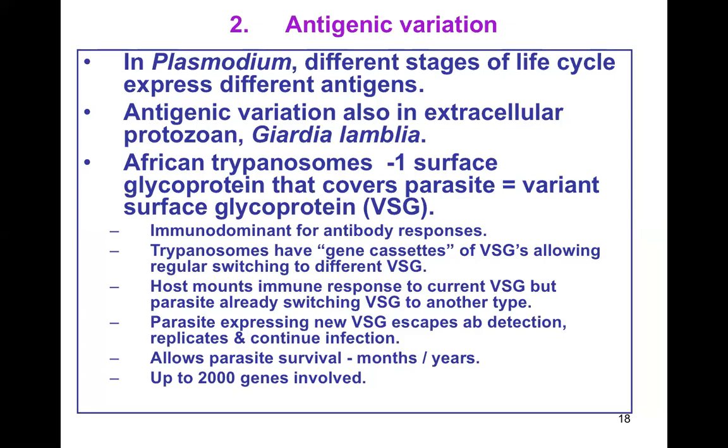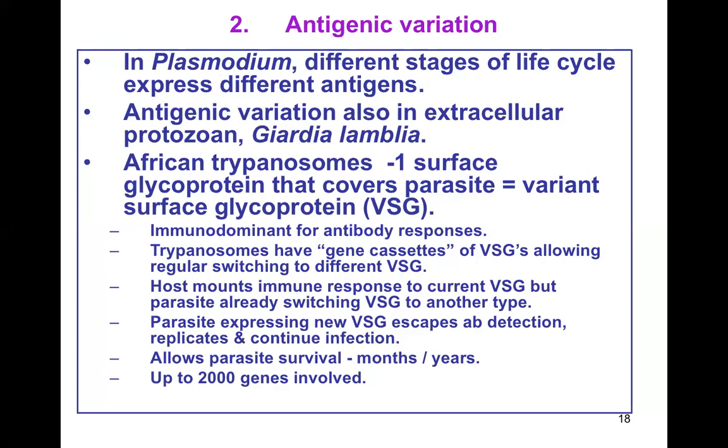And this is typically a strategy used by Plasmodium falciparum to evade the immune system because the different stages of the life cycle express different antigens. We also have antigenic variation typical of Giardia lamblia. With this antigenic variation, the immune system would not be able to respond to all these antigens adequately because there is variation all the time.